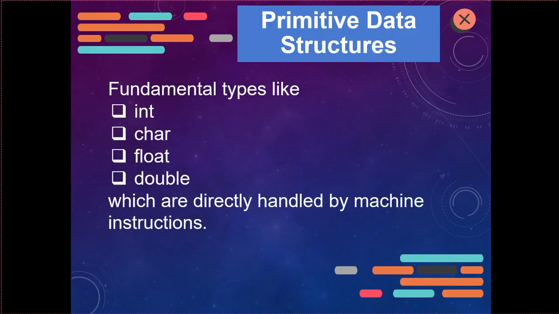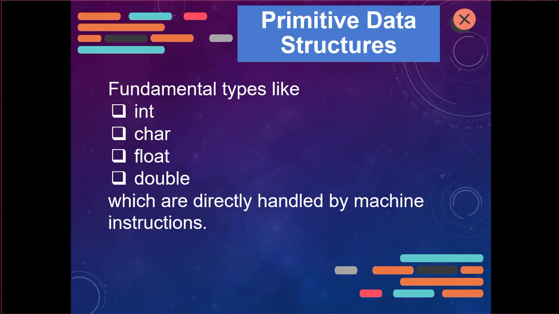So we have different kinds of data structures. The fundamental types, or the primitive data structures, are int, char, float, and double. You might have already worked with them. These are handled by machine instructions directly.